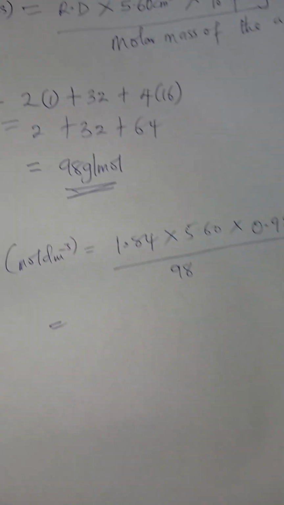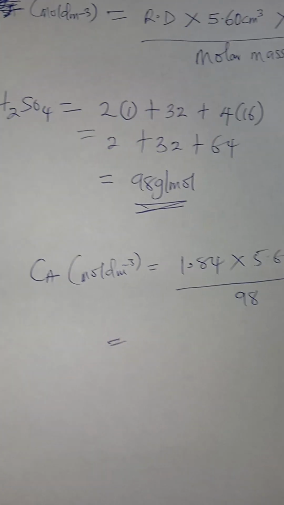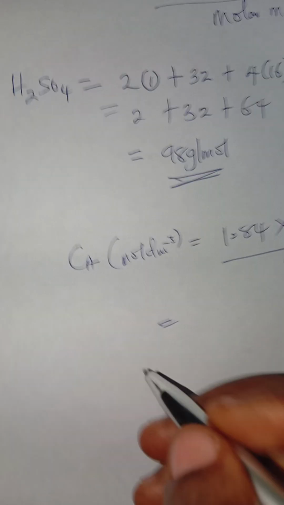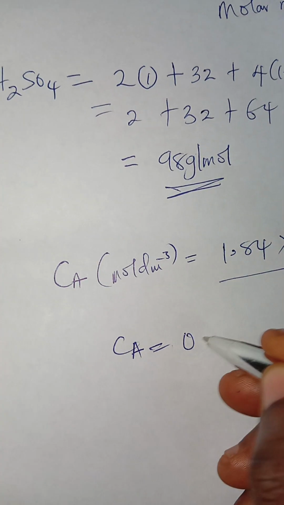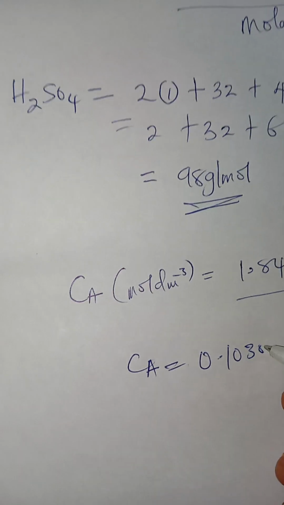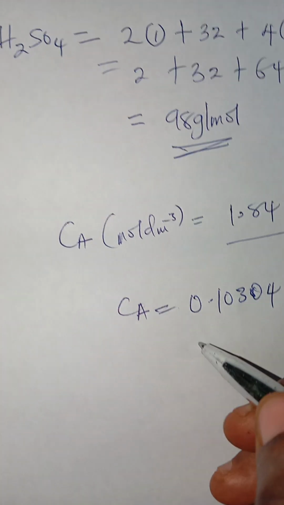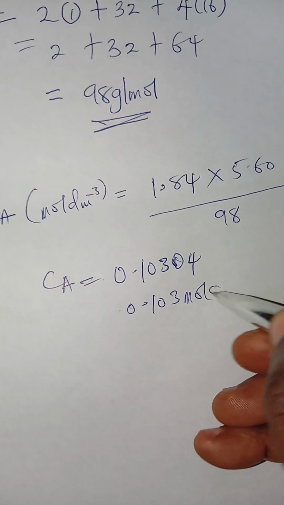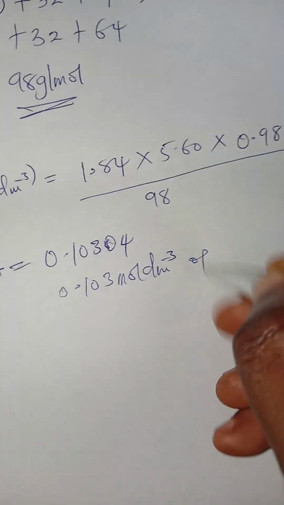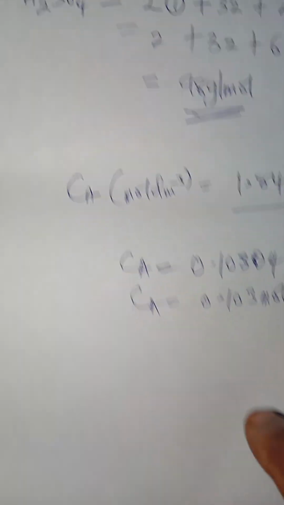Okay, and we'll now divide by 98, which is the molar mass of the acid. So we are left with Ca equals 0.10304. Okay, to 3 significant figures becomes 0.103 mole per dm cube of the acid. Please, this is a theoretical value.